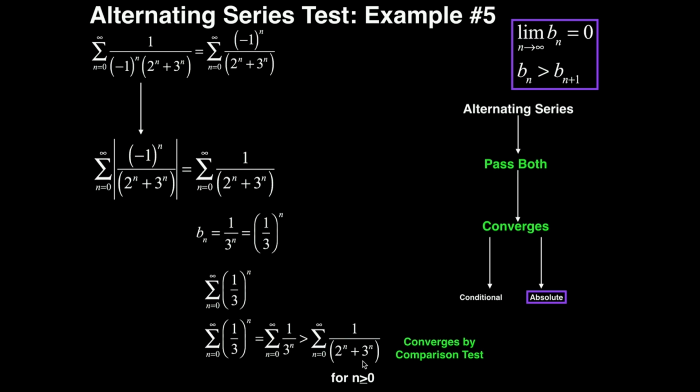And because I have a series that's smaller than an already convergent series, then this absolute value series right here converges by the comparison test, and it does so for all values of n in the series. Okay? So, because I now got the absolute value of the alternating series to converge, now I have the original series, this one right here at the top, it is now absolutely convergent. Okay, and remember that's because the absolute value of that alternating series converged, and that correlates with absolute convergence.